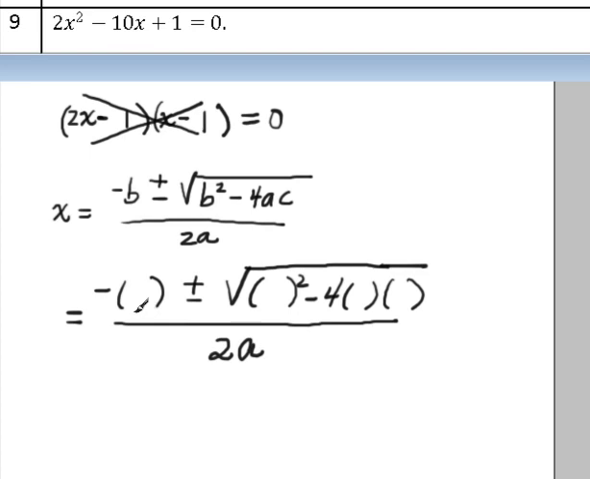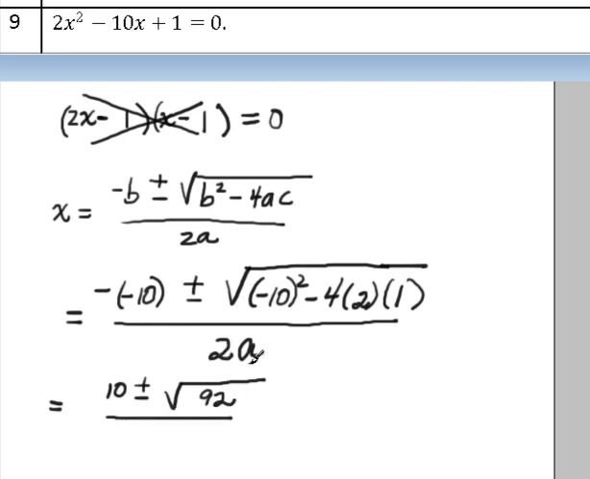All right, b is minus 10. That goes here and here. A goes here, that's 2, and c is 1. Okay, so let's just work this out. So this is 10 plus or minus the square root, and here we have 100 minus 8, so that's 92.